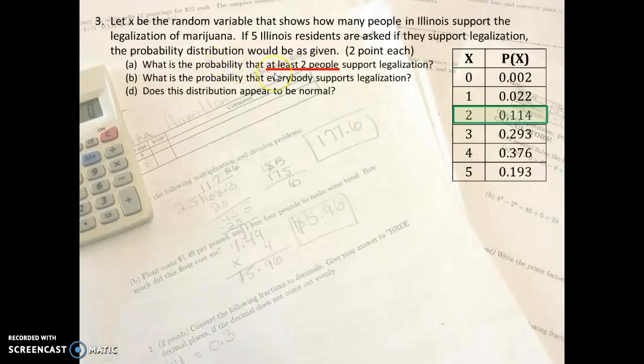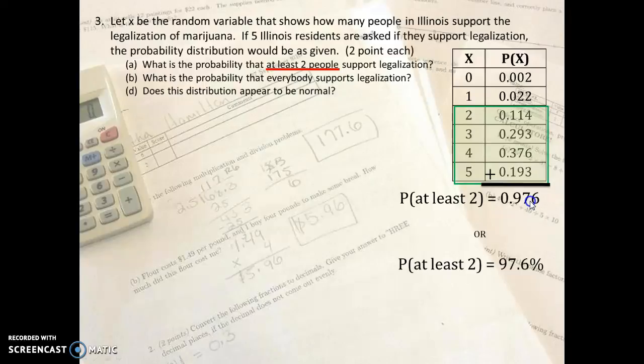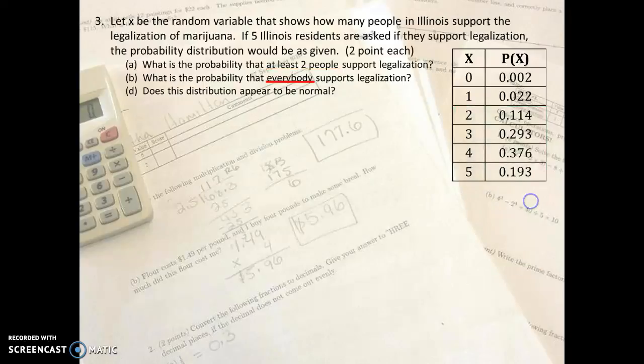But think about what at least means. At least means it could be bigger. It could be 3 people is at least 2. Excuse me, 5 people is at least 2, and so on. So I'm going to have to expand that, starting at 2, to cover the rest of the group. Those are the probabilities I want. I add them up, I get 0.976. Write it as a percent if you like. Either answer is going to be fine for part A. At least means start at 2 and go all the way to the end.